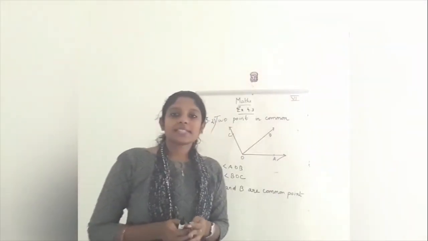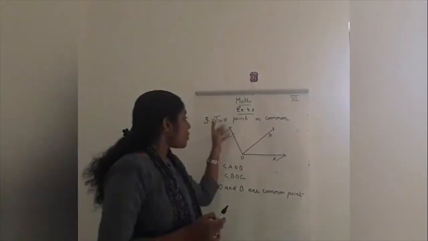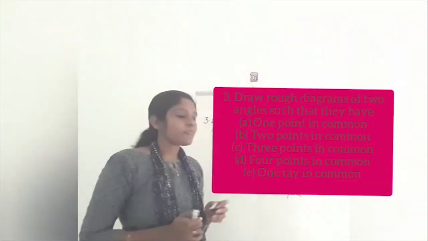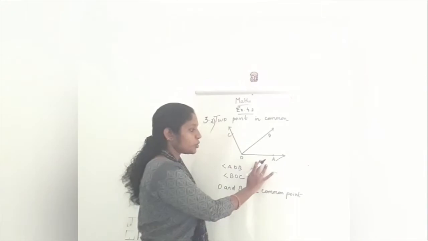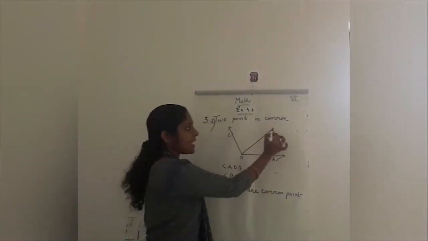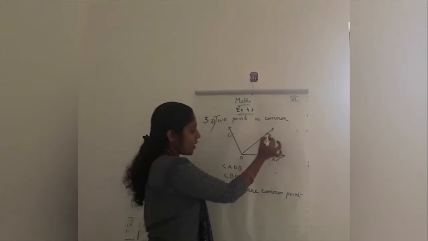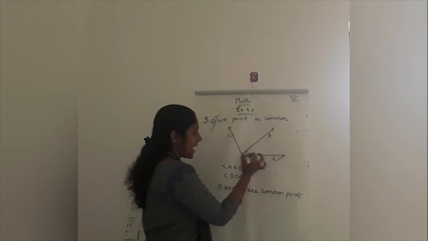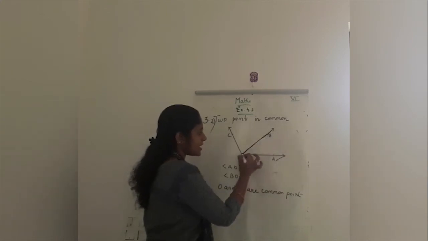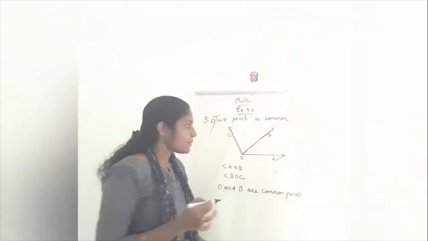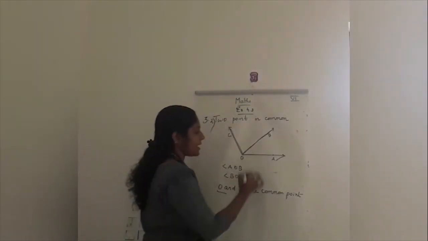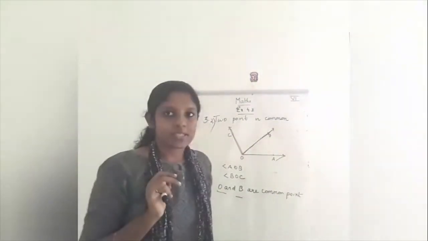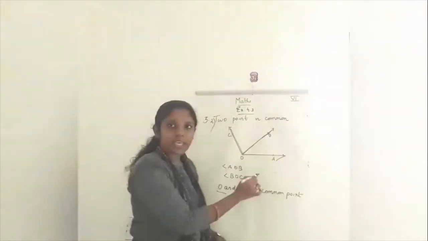Okay children, now this is the second part: you have to draw two angles and there should be two points in common. I have already drawn it here. Now I have drawn two angles: AOB is one angle, and BOC is another angle. You can see the common points are O and B. So the angles are angle AOB and angle BOC.